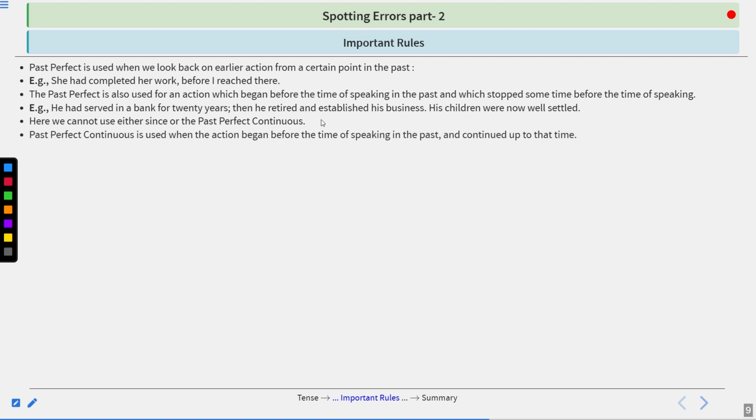Past perfect continuous is used when the action began before the time of speaking in the past and continued up to that time. So here we are talking about the use of past perfect continuous. Example, it was now 8 and she was tired because she had been cleaning the house since dawn. So an action started in the past and was going on up to a certain point in the past.